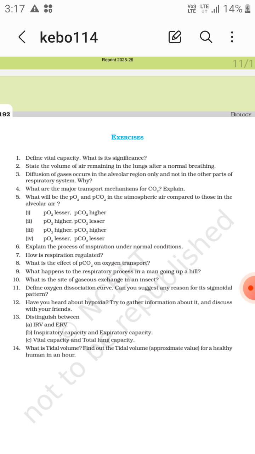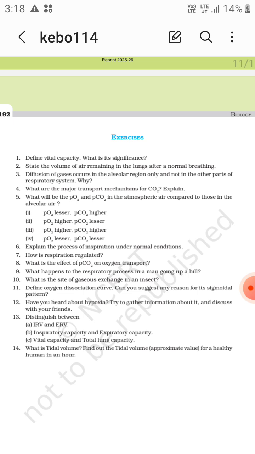So what are the major transport mechanisms for CO2? Explain. So like 70% as bicarbonate and 20 to 25% as carbaminohemoglobin, and I guess 7% goes as the dissolved state.